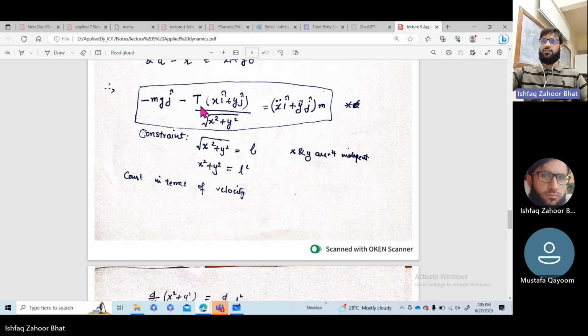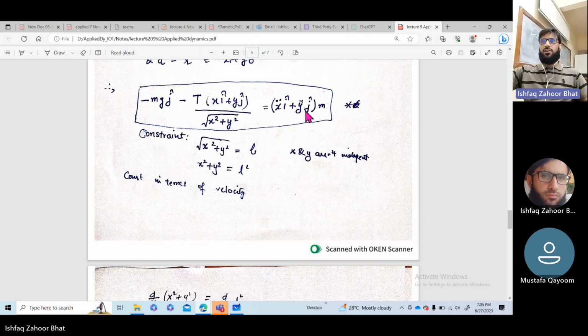You can write the equations in terms of x coordinates and in terms of j coordinates. So you will get two scalar equations. Basically, we have two equations but three variables, so we can't solve this for t, x double dot, and y double dot. So this is the problem.